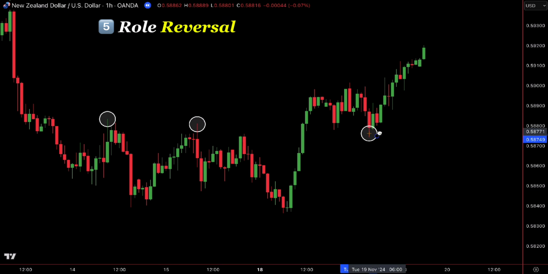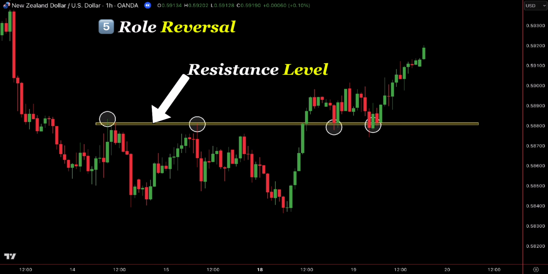Role reversal. When support becomes resistance and resistance becomes support. This is one of the most powerful confirmations. If a resistance level is broken and later holds as support, it tells you the level is valid, respected, and high quality. And the same applies in reverse. This is a classic smart money signature.